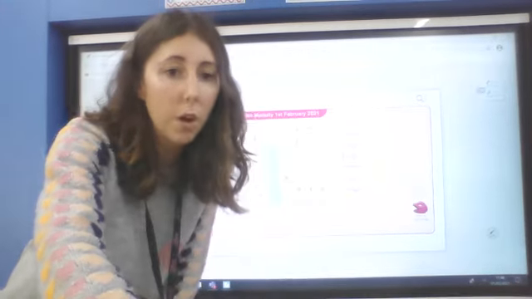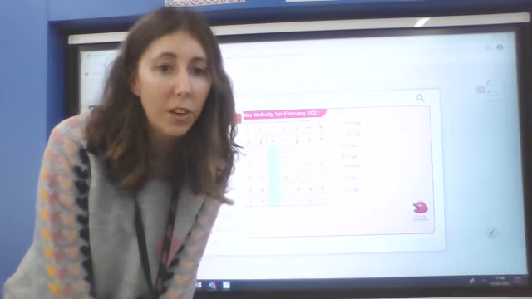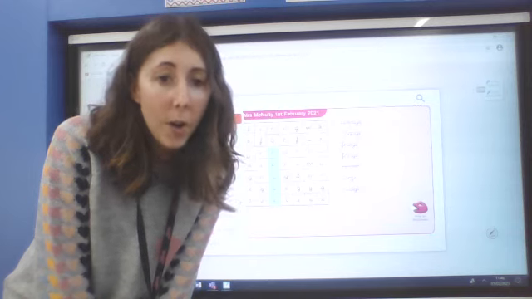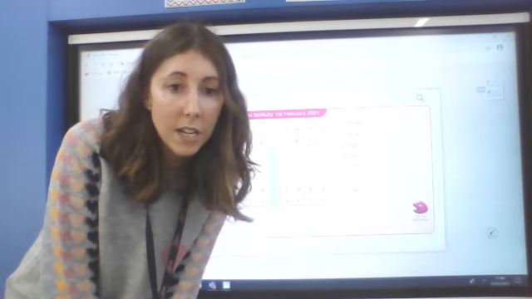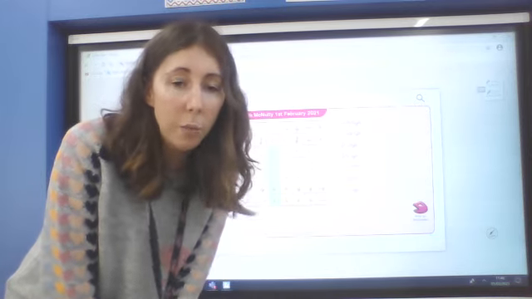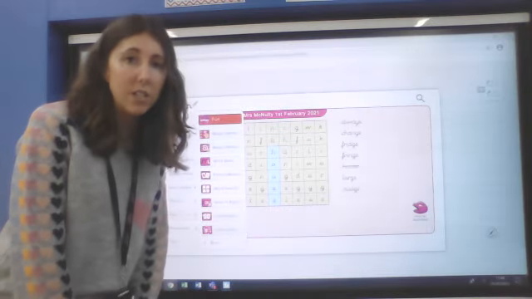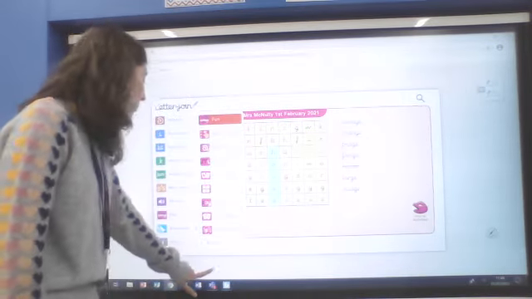So I'm sure lots of you are using Letterjoin. I know I've seen lots of people on email saying that you are logging on. If it is that your grown-up needs the login, they can send us an email and we can send that out and see if you can have a go, see what other activities and things you can explore.